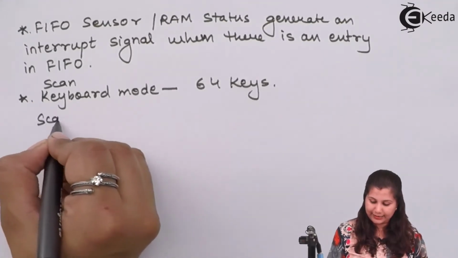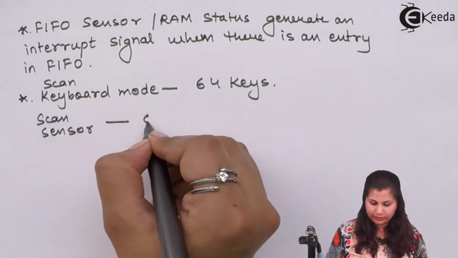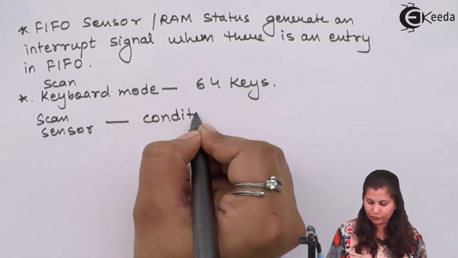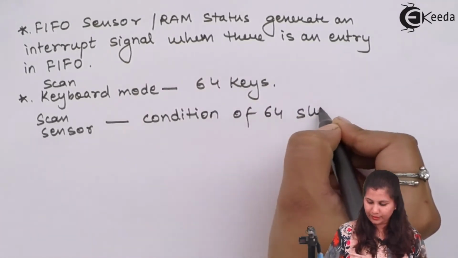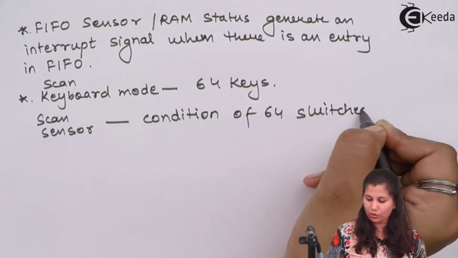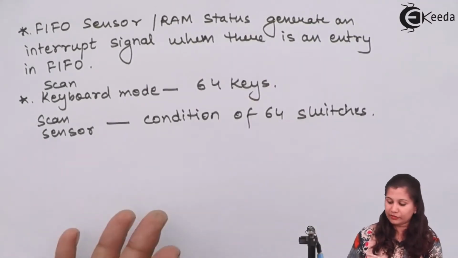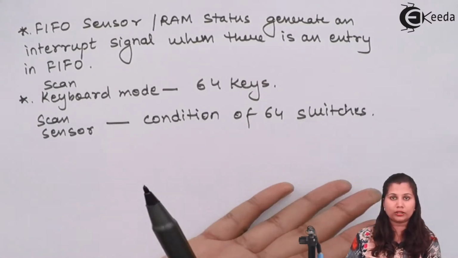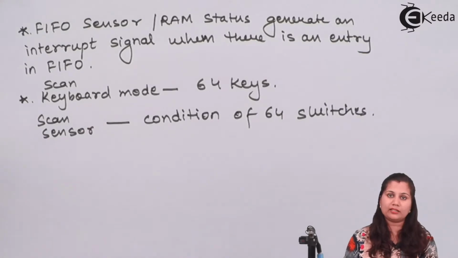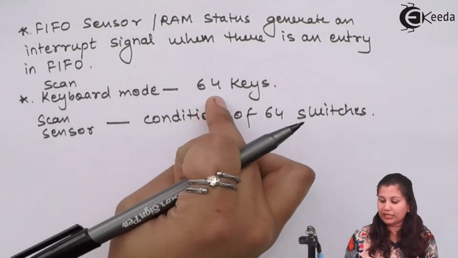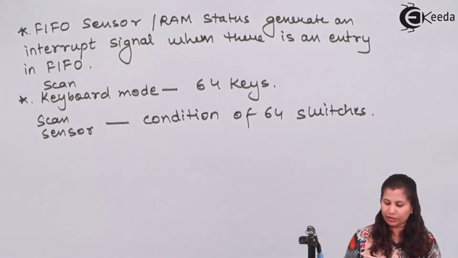And in the scan sensor mode, the condition of the 64 switches, whether the switch is on or off, will be stored in the FIFO RAM. And whenever any switch is on, the interrupt request signal will be generated, and if any key is pressed, then also the interrupt request signal will be generated.